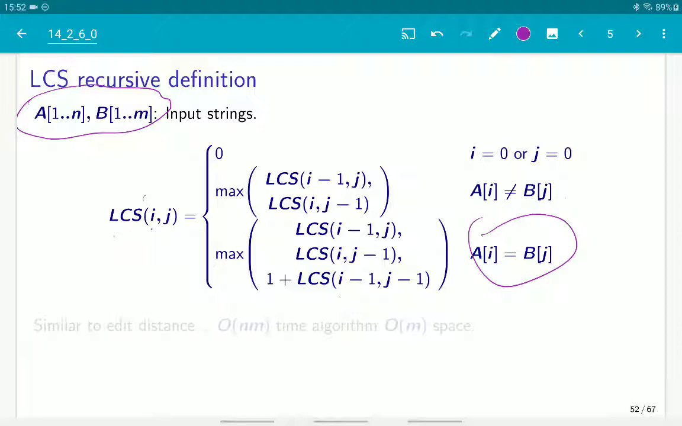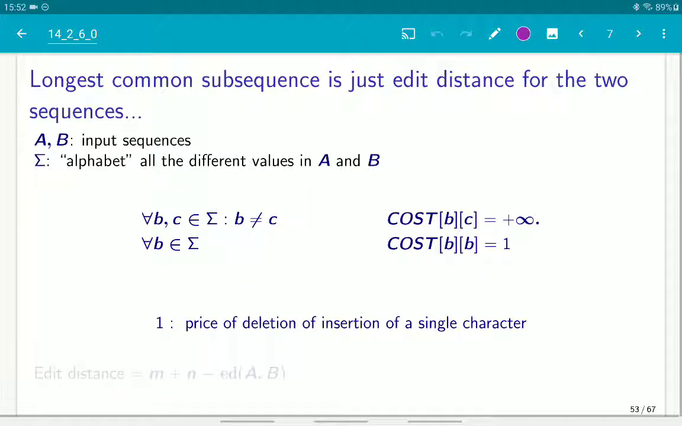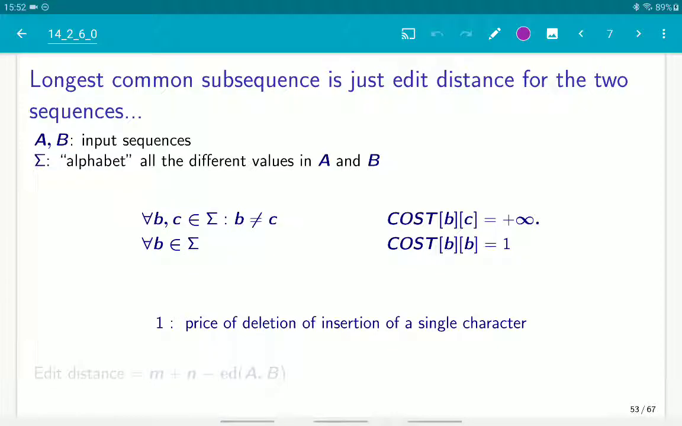approach, and you will immediately get an algorithm that has running time O of mn and O of m space if you do the space reduction tricks. So that's it. But in fact, if you think about it a bit longer, you would realize that longest common subsequence is just edit distance under cover. You can reduce longest common subsequence to edit distance, and the reduction is kind of simple.